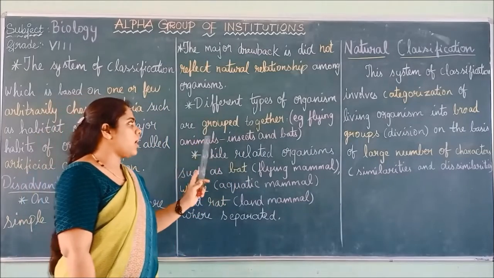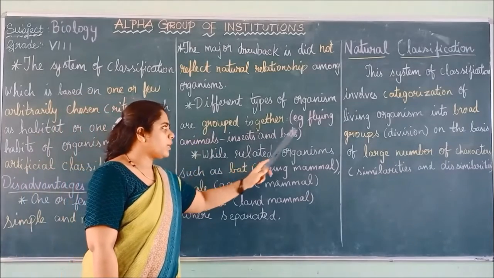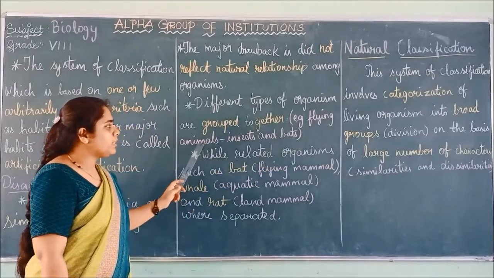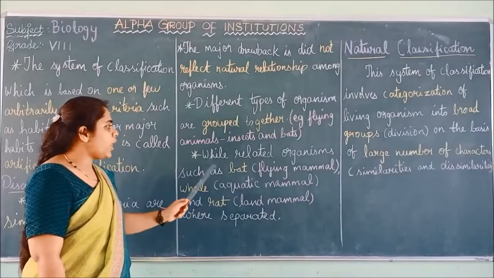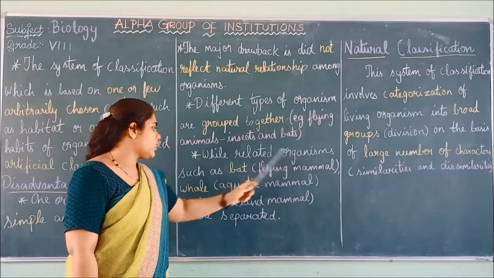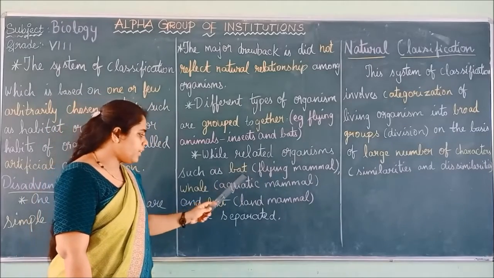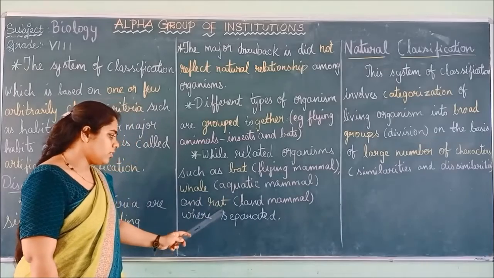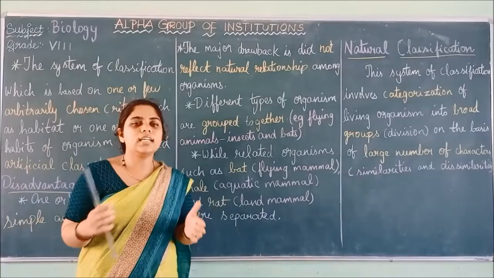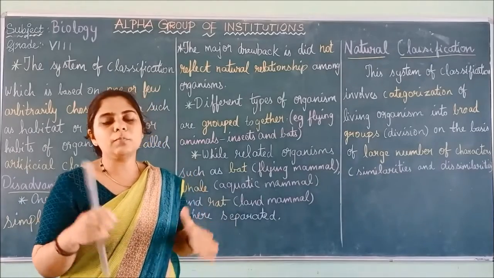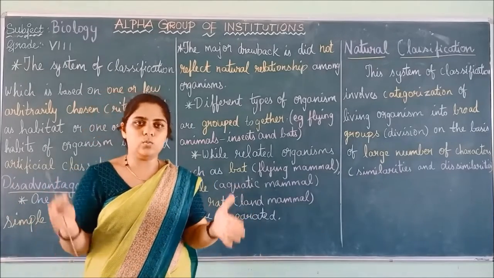Different organisms are grouped under one group. Example, flying animals like insects and bats. Next is closely related organisms such as bat, whale and rat. They are separated. So closely related animals are being put under different groups because why?